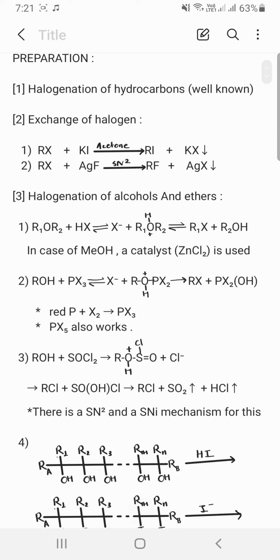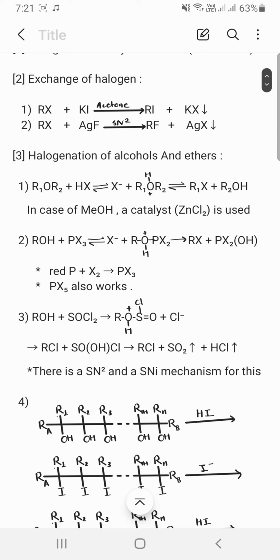Fine. So it's SN2 because F minus is a strong nucleophile. It's charged basically. Anything that's not charged is basically a weak nucleophile. So it's not going to be SN1, it's going to be SN2.